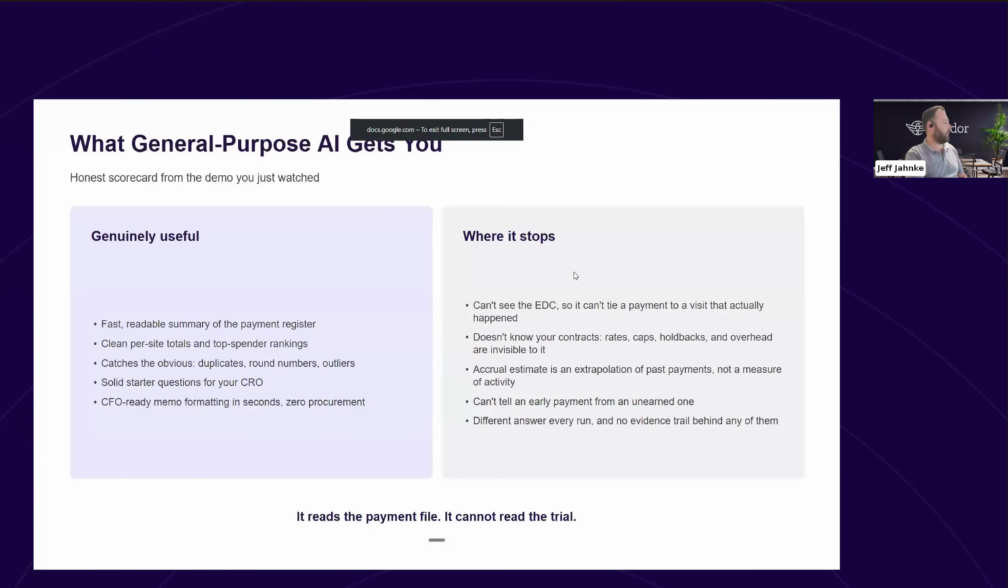So if I jump back into the slideshow here, it explains what I just said, which is that I think general purpose AI can be genuinely useful. That's something that you can do today. If you're getting a payments file from your CRO, you can go into Copilot and generate a pretty clean memo that summarizes at a very high level what the status of your payments are and allows you to flag certain possible issues with your payments file.